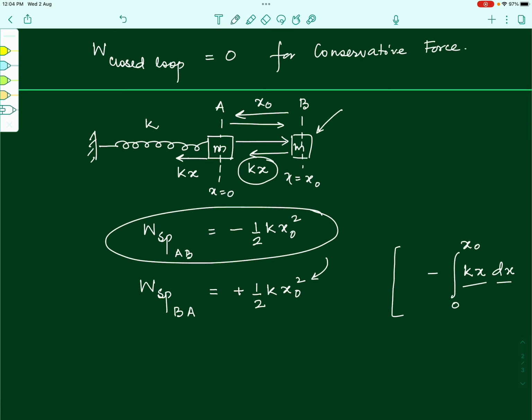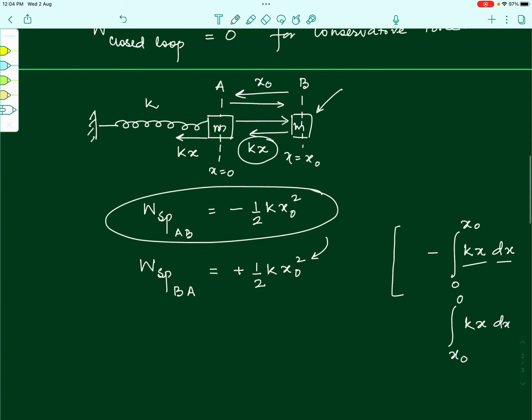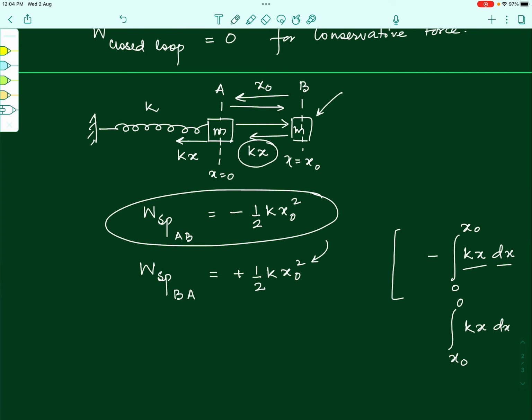This was from A to B, but from B to A, our limits of integration will be from x naught to 0 and the force will be kx dx. So, this will come out to be plus half k x naught squared as the spring comes back to its natural length.